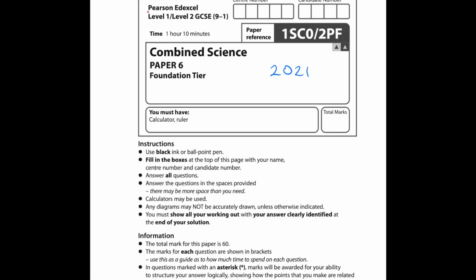Right, this is a Pearson Edexcel paper. It's paper 2, foundation tier, and it's from 2021. It's worth 60 marks.